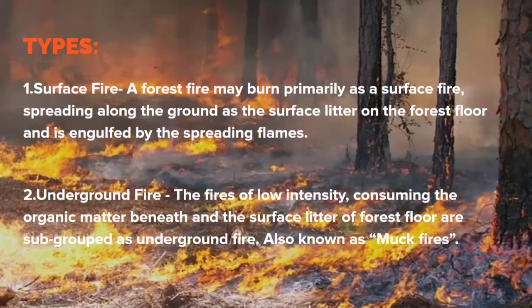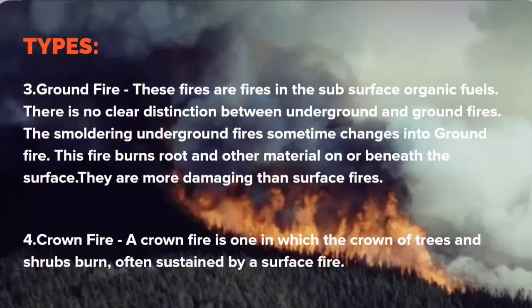Secondly is underground fire. The fires of low intensity consuming the organic matter beneath and the surface litter of forest floor are subgrouped as underground fire, also known as muck fire. Third one is ground fire. These fires are fires in the subsurface organic fluids. There is no clear distinction between underground and ground fires. The smoldering underground fire sometimes changes into ground fire. This fire burns root and other materials on or beneath the surface. They are more damaging than surface fire.